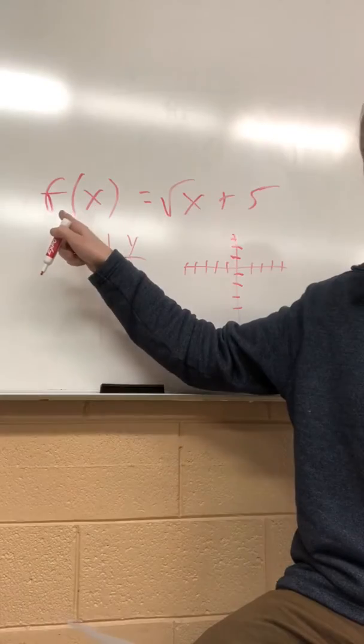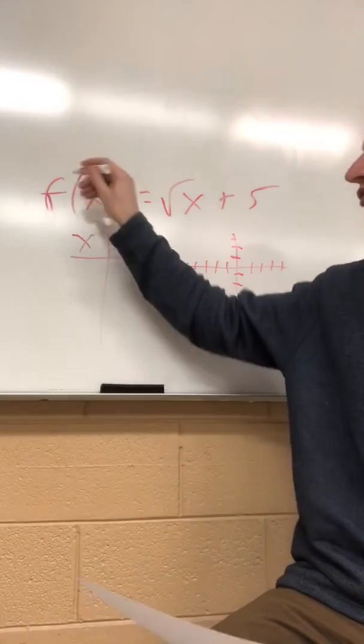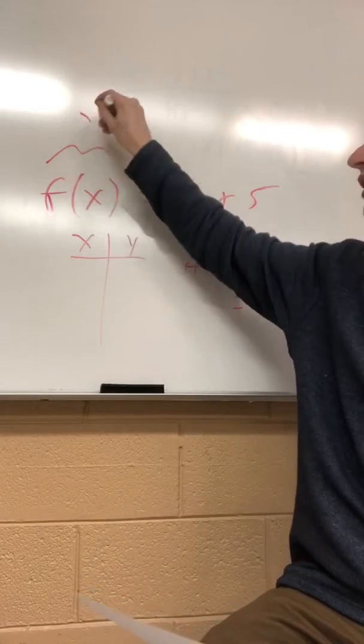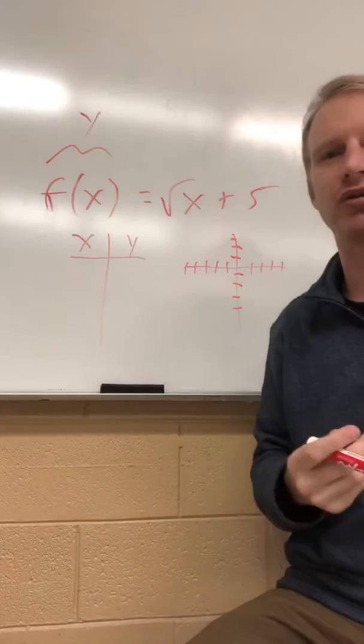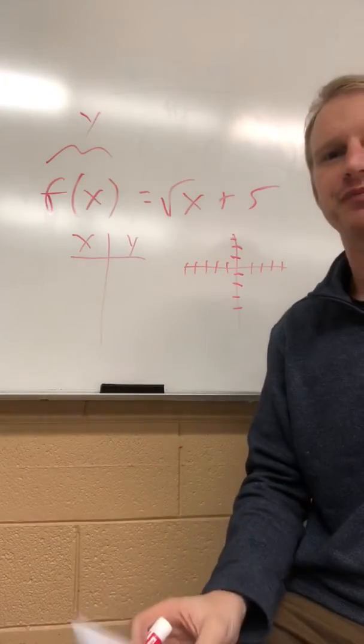All right, so just a reminder that this is function notation, f of x. You can think of this as a y. This is just like a gigantic y, or another way of writing y. But in function notation, we use f of x equals the square root of x plus 5.